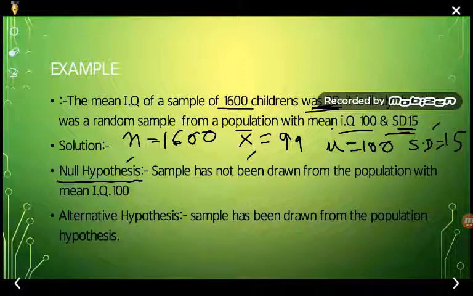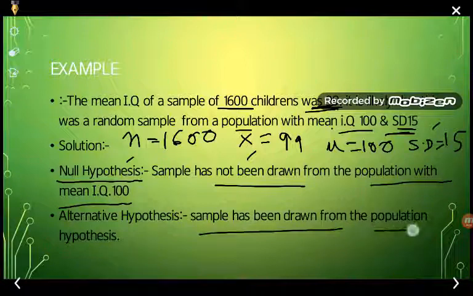But before finding the Z test, we have to follow the steps. That is, the null hypothesis. So what do we set as the null hypothesis? The sample has not been drawn from the population with mean 100. So we have to put the alternative hypothesis: the sample has been drawn from the population. The alternative hypothesis is just the opposite of the null hypothesis.